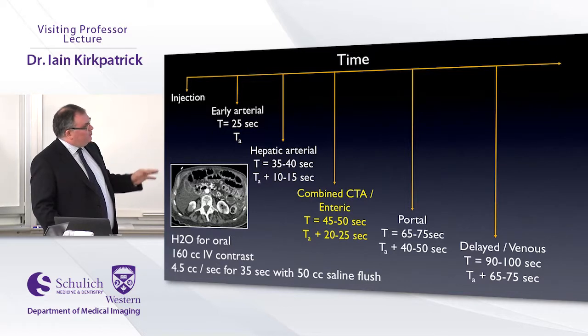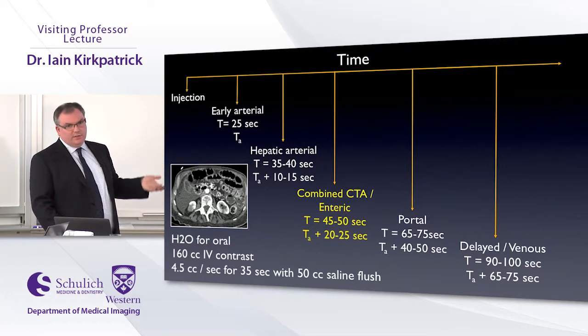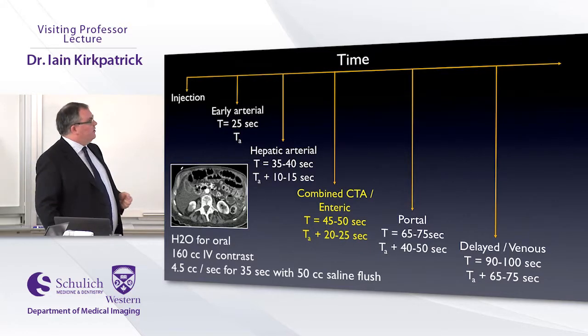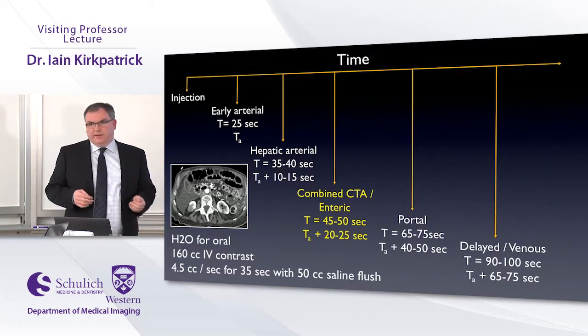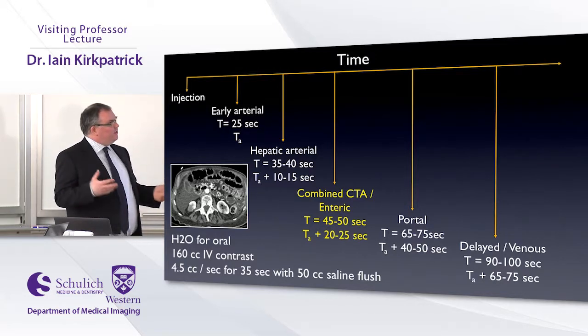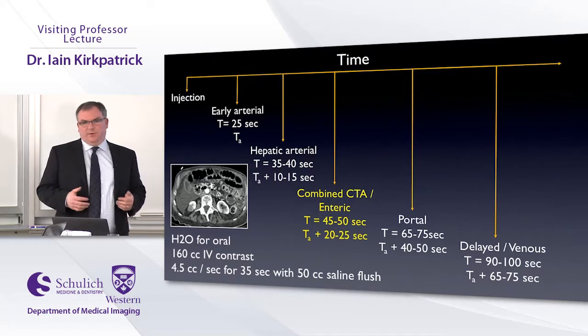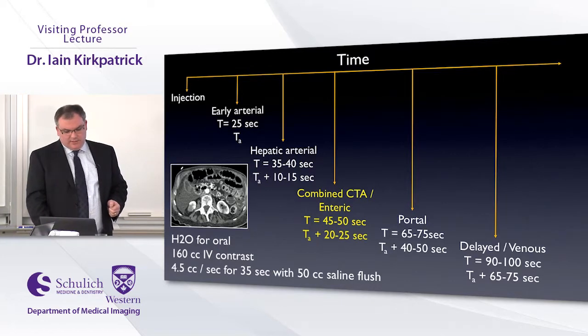So right now we've sort of settled into this pattern of doing an enteric phase single scan, but with a lot of contrast to help visualize the arterial lesions. I don't know if that's right or wrong, but clearly there is some controversy out there about what we should be doing in the obscure GI bleeding cases.